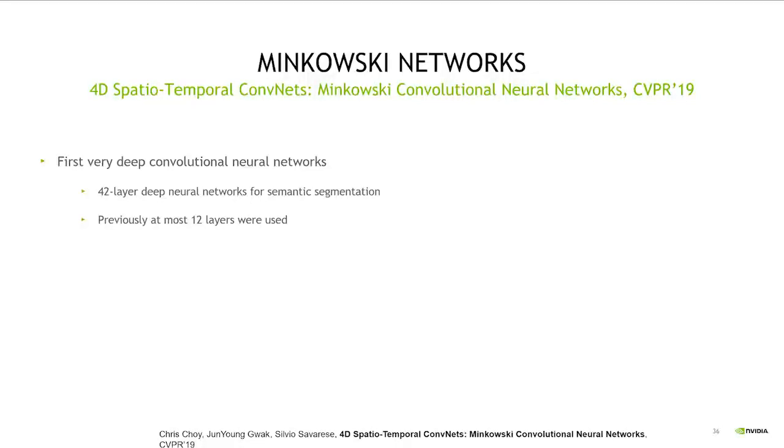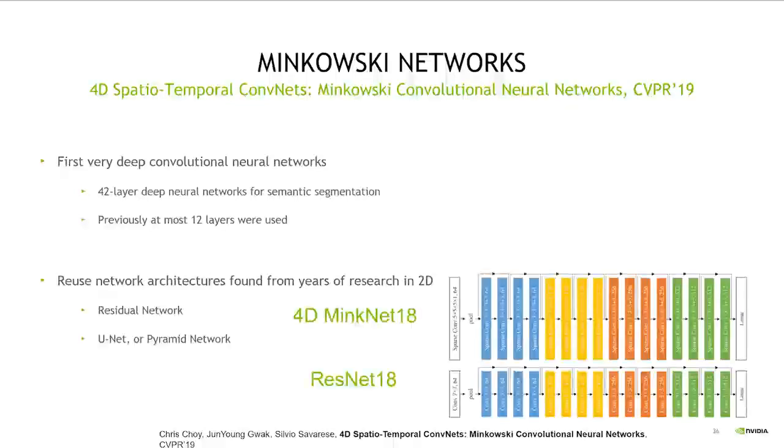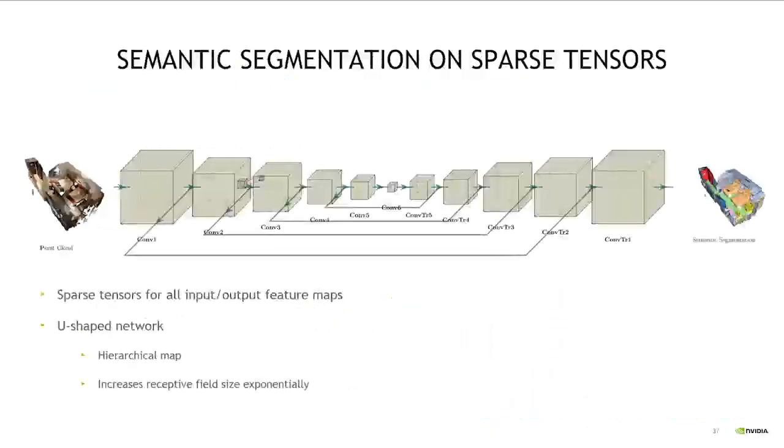Also, since we're learning ConvNets, which have been widely studied in the 2D domain, we are able to reuse many of the popular network architectures, such as ResNet and UNets. Here, we visualize the network architecture of ResNet 18 and our high-dimensional counterpart. Also, here's a typical network architecture that we use for this task. Although we use 3D cubes to represent each block, all tensors in this network are sparse tensors.